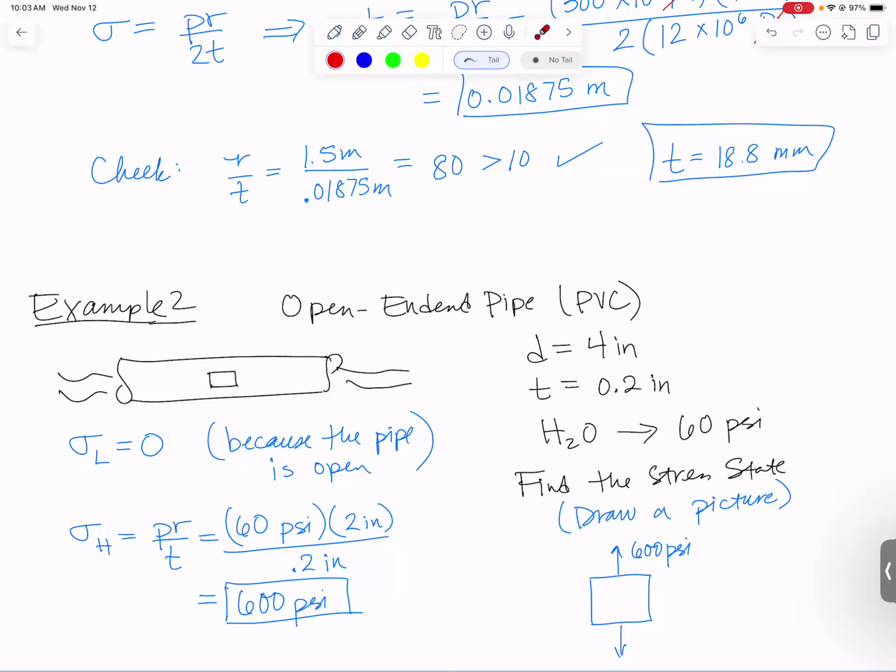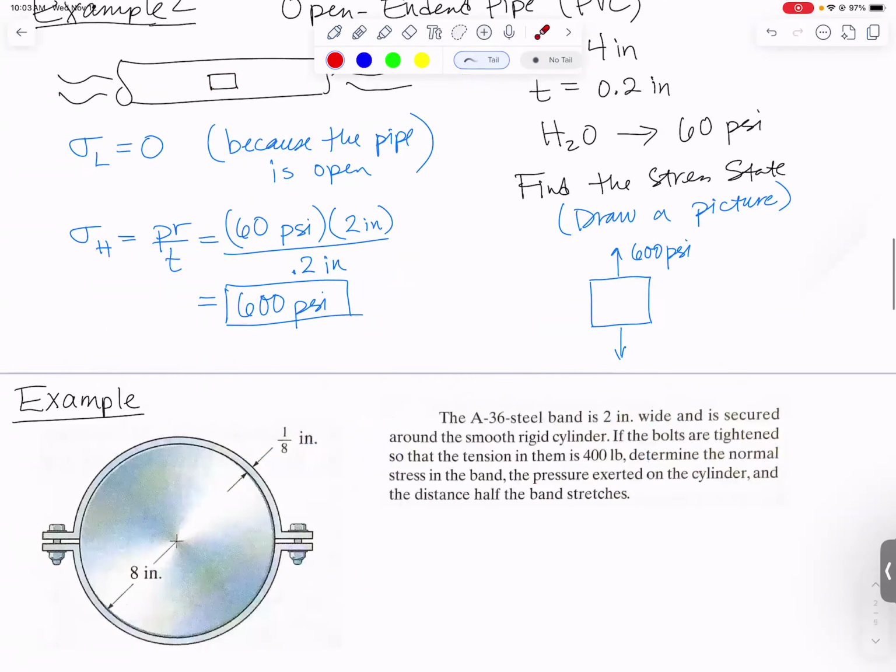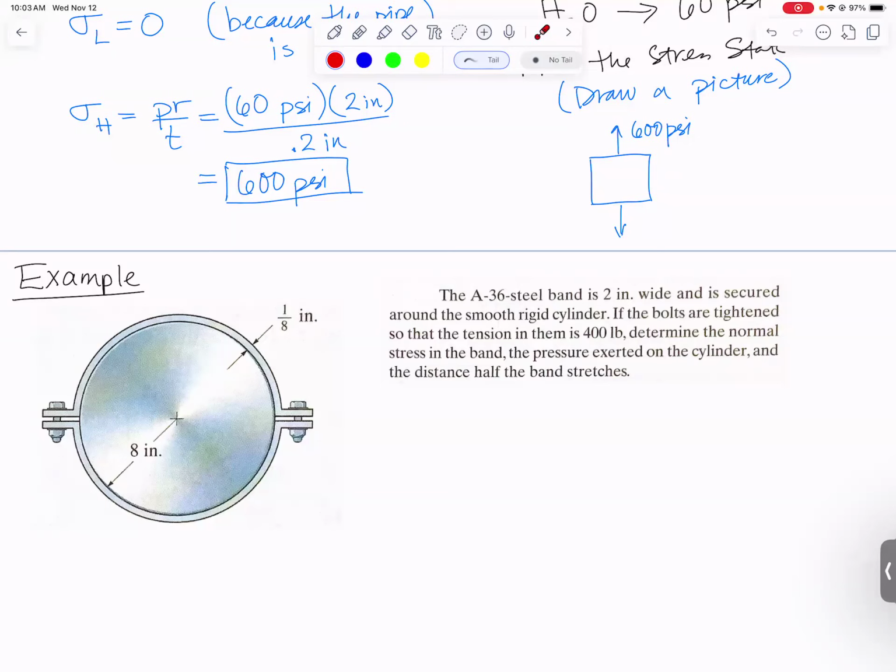I want to do one slightly harder problem because these are very simple equations, but they somehow manage to word these so they trick students. So I wanted to do one more example. What we have here is a rigid cylinder that's not going to deform at all. We're going to actually use our thin wall pressure vessel equations to look at this band that's wrapped around the edge. It's an A36 steel band. It's 2 inches wide; you don't see any 2 inches on the picture. That is the dimension into the page.